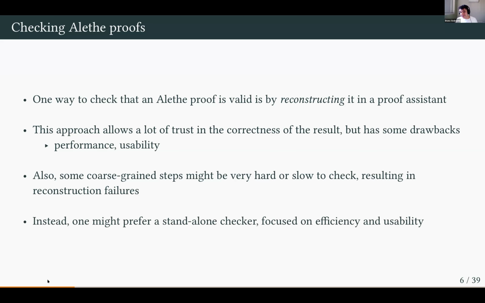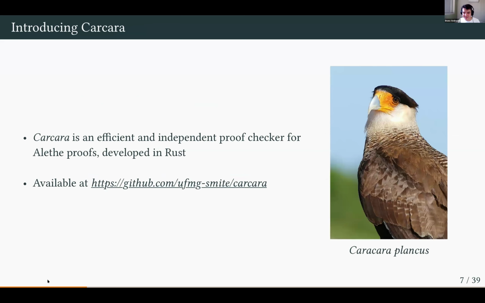So instead of doing that, one might prefer to have a standalone checker. So a checker that was created with the sole purpose of checking ELETH proofs and reads them directly. And as you might guess, that is exactly what Karkara is. So Karkara is this tool we developed here at UFMG, and it is an efficient and independent checker for ELETH proofs. It was developed in Rust with a focus on efficiency and also usability.